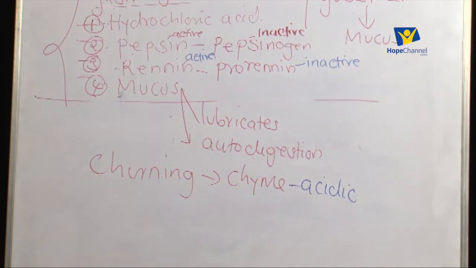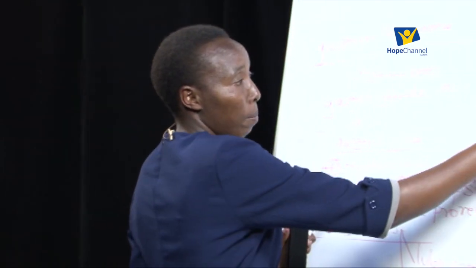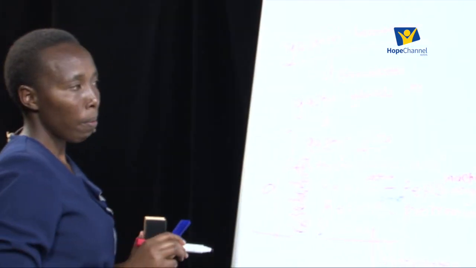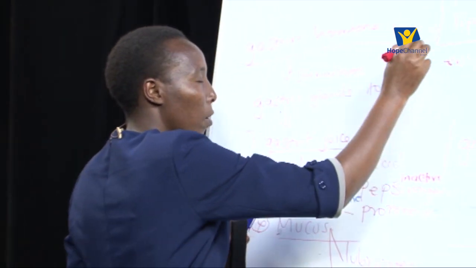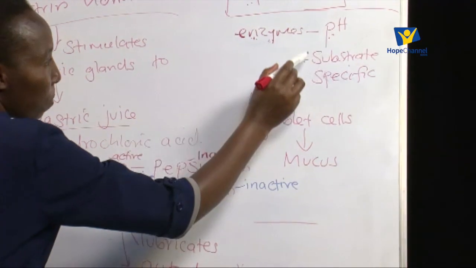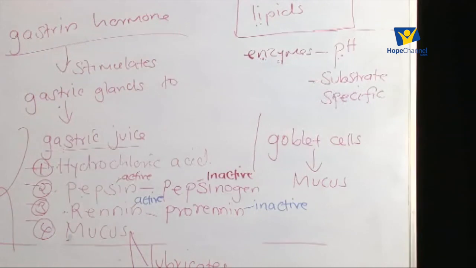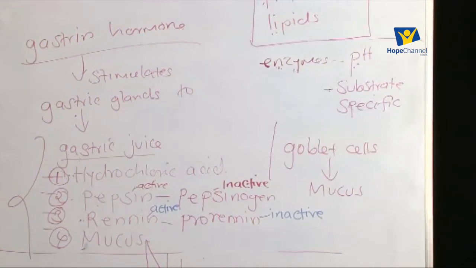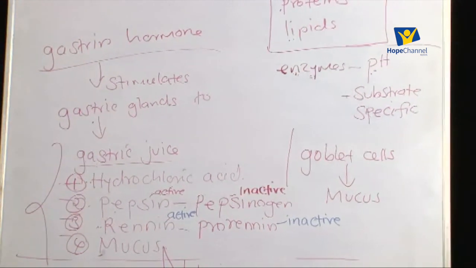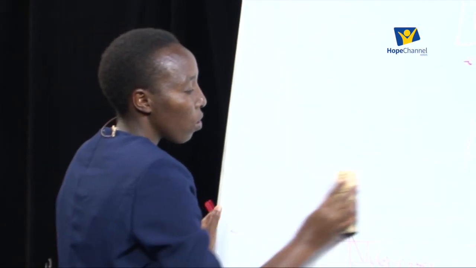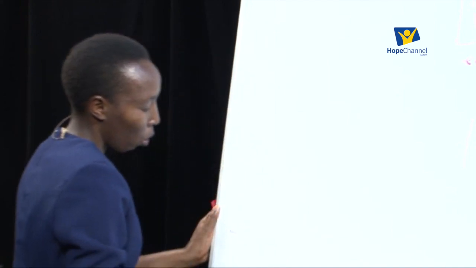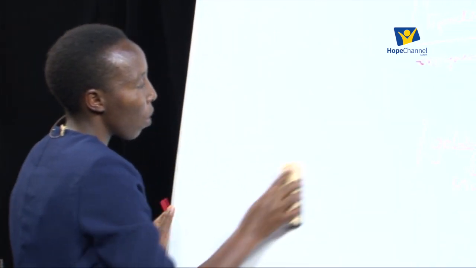We've seen that there are enzymes, and each enzyme works at a different pH. And enzymes are substrate specific. An enzyme that breaks down starch cannot break down proteins. An enzyme that breaks down proteins cannot break down lipids. That's why we say enzymes are substrate specific. So after the churning process, the acidic chyme now moves to the first part of the small intestine that we call the duodenum. And of course, there are muscles that contract and relax to control the amount of food moving from one part of the digestive system to the other.